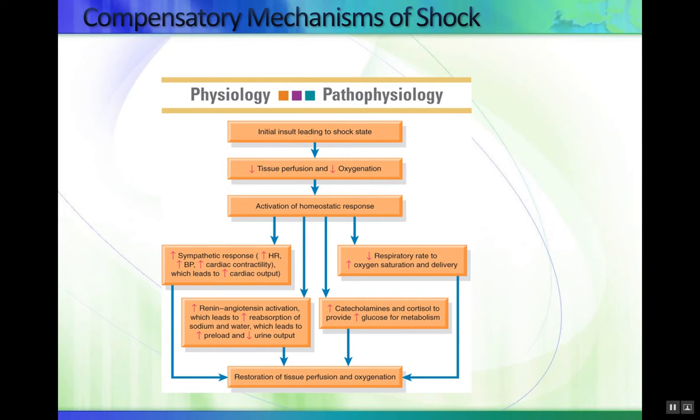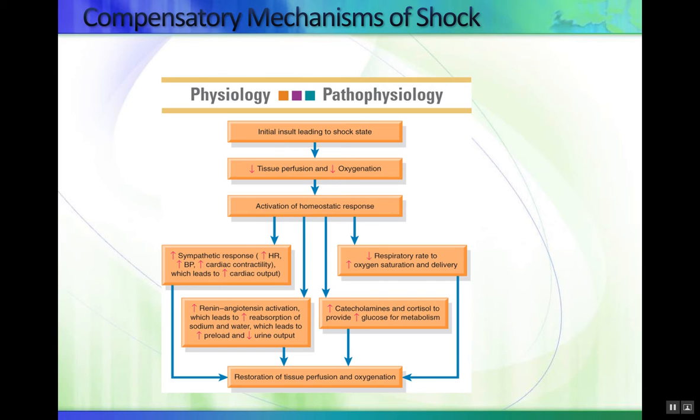Your compensatory mechanisms are on page 287 as well. Again, you have your initial injury or insult that leads to shock, whether it's an MI in your cardiogenic shock, or an infection in your septic shock, or bleeding that leads to hypovolemic shock. Whatever it is, that's your initial insult. That leads to decreased tissue perfusion and decreased oxygenation, and then the activation of the homeostatic response. Whether it's your sympathetic or your parasympathetic, what's important is that the sympathetic response is what happens in almost every single shock except for neurogenic shock, and we'll talk about that when we get there.